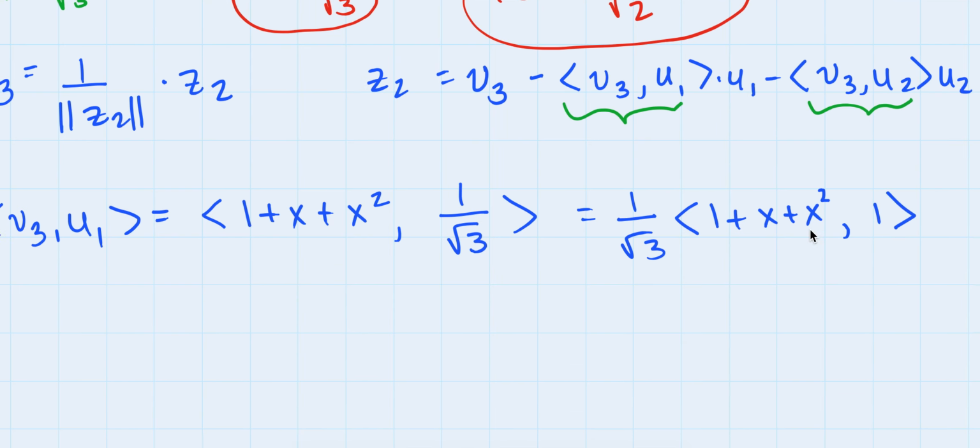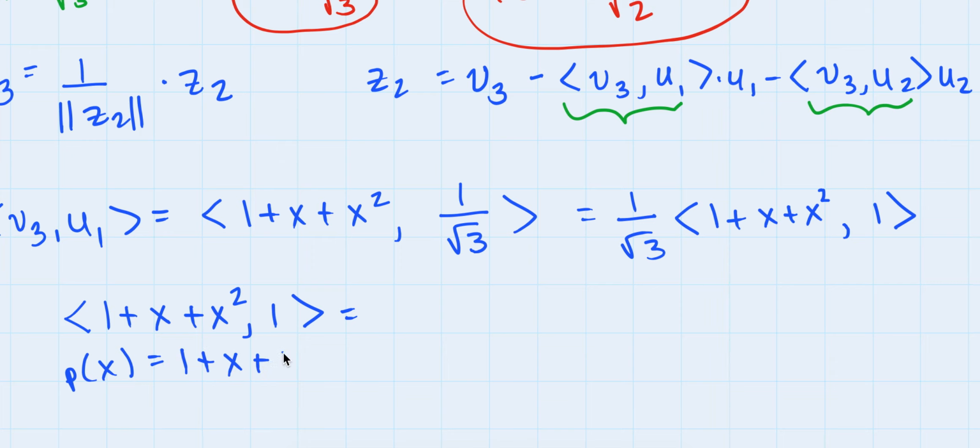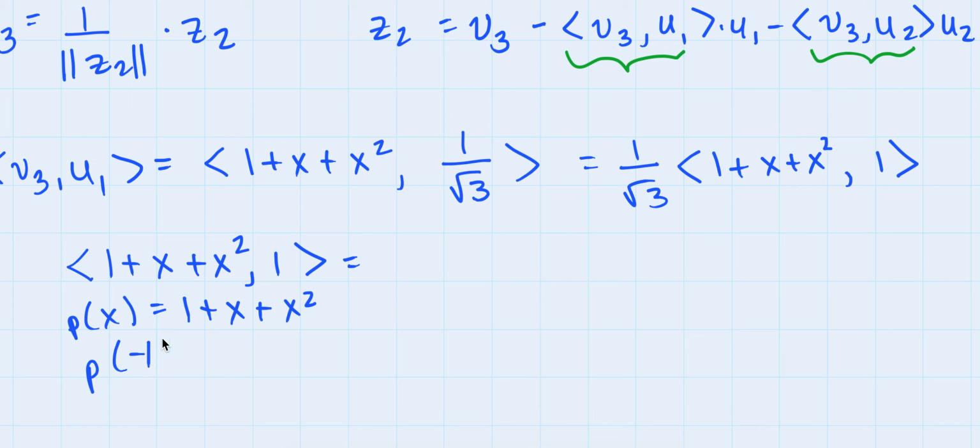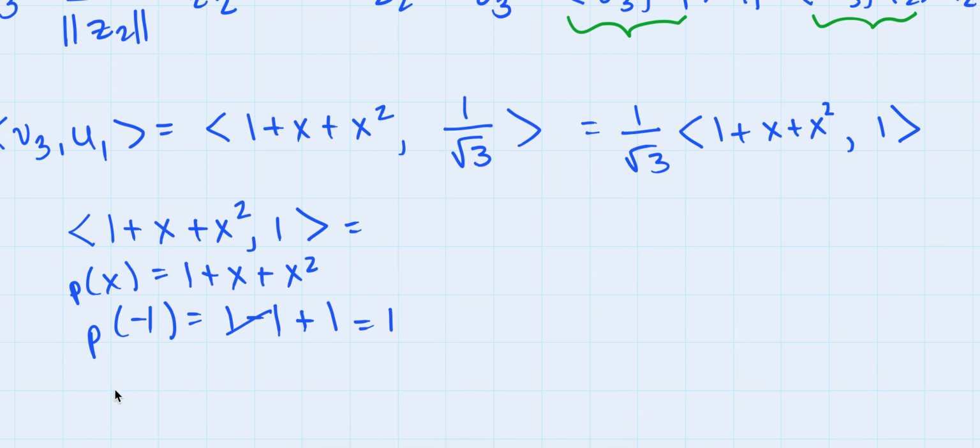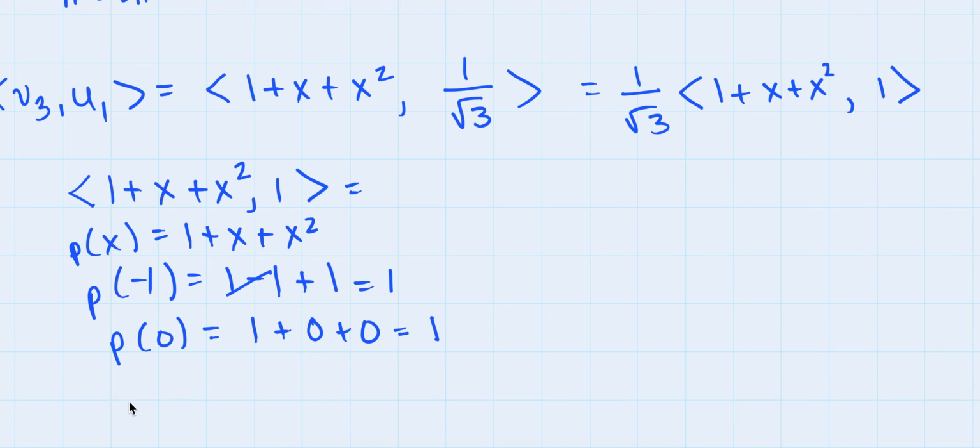And then we're going to plug in those 3 numbers. So this is 1 plus x squared, 1 is equal to. So remember, if we plug in the 3 numbers, we get 1 for this polynomial here. But if we plug in, let's say p of x is 1 plus x squared. If we plug in -1, we get 1 plus -1 squared, which is 1, so we just get 1. If we plug in 0, we get 1 plus 0 squared, which is 1. And if we plug in 1, we get 1 plus 1 squared, which is 1 plus 1, which is 2.